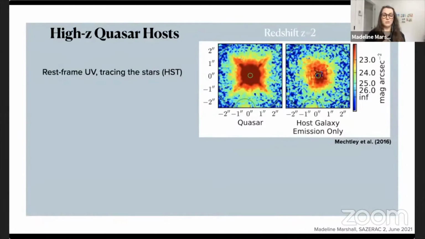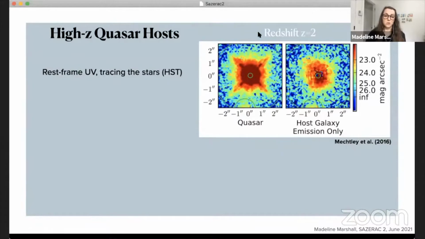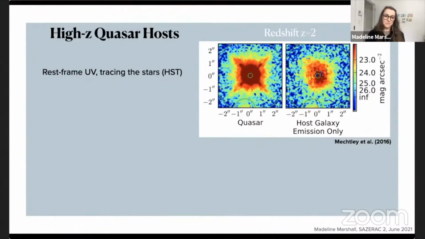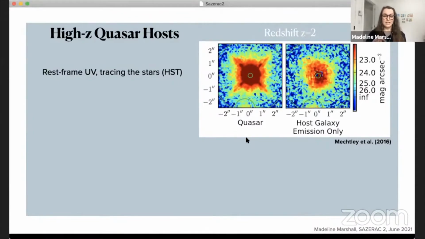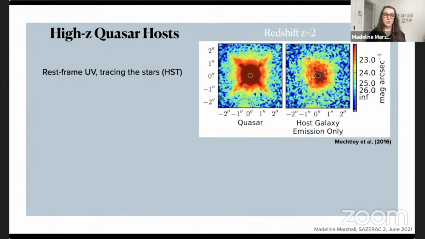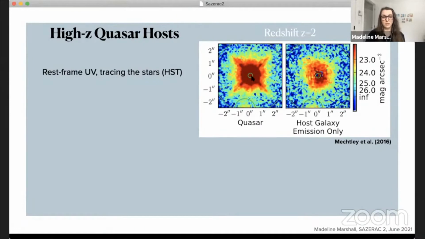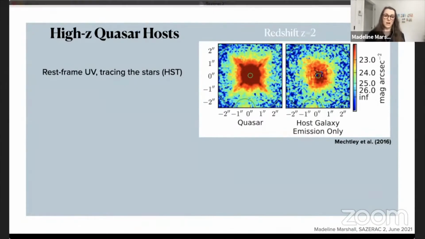So here again, we've got images with HST. So this is WFC3. And this is a redshift 2 quasar. So on the left, this is what you get when you observe the quasar. And you can see there's a very weird looking shape. And so this X shape is the point spread function, or PSF, of the telescope. And this is just how the instrument registers one point source on the sky. And so this weird shape is the quasar itself, but there is some underlying host galaxy emission, which is being obscured by that quasar light.